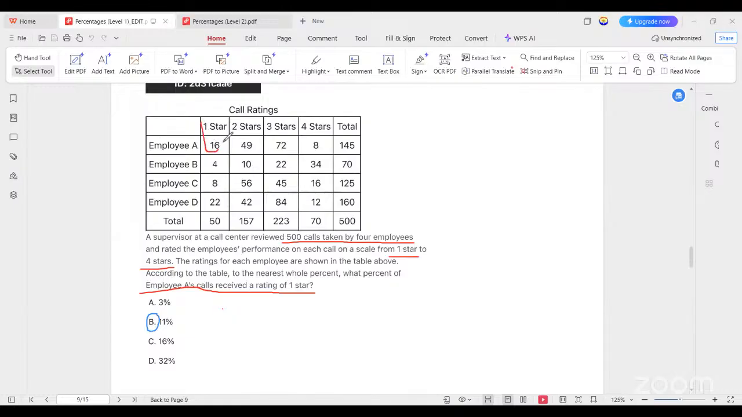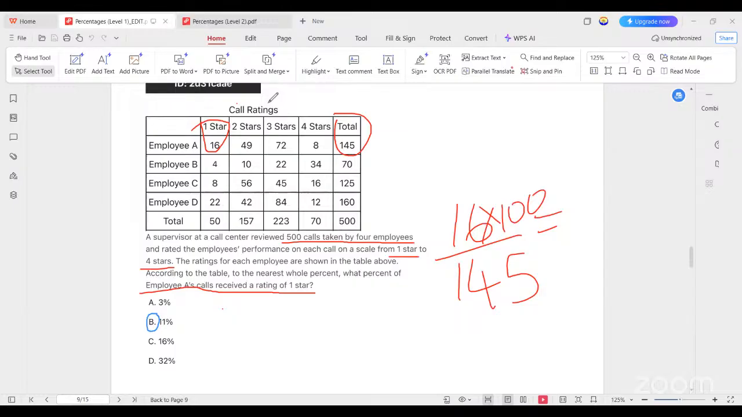So for 1 star, they asked 16 ratings out of 145. 16 out of 145 is how much you got? 0.11, and we have to convert it into percent. So 0.11 times 100, so 11%.